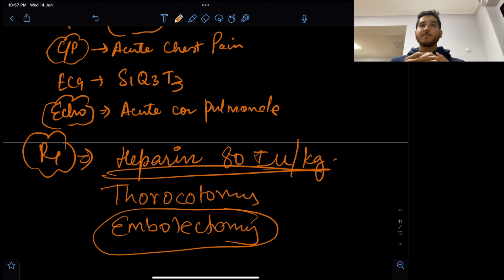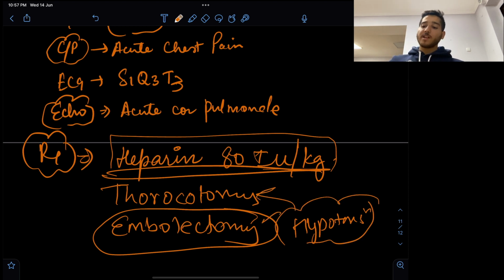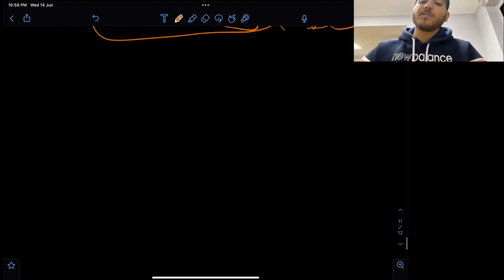If the patient with pulmonary embolism is stable, we'll use heparin. If he is vitally unstable, so if there is hypotension in the patient, we might need surgical procedures like embolectomy, thoracotomy. But if the patient is vitally stable, we might go for medical treatment. So this is the treatment for pulmonary embolism and the ECG findings.